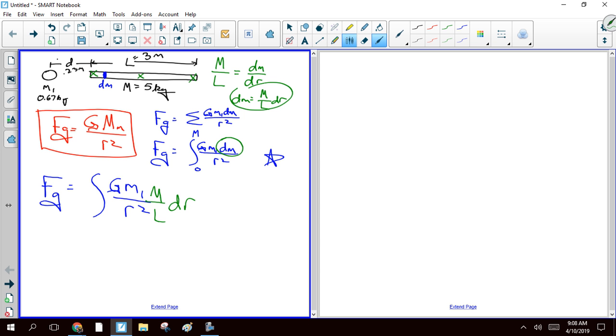All right, now what are my bounds of integration? Do I still go from 0 to m? I need to go from the distance where I first begin acquiring mass until the distance at which I've acquired all of the mass. So my lower bound is 0.23, and my upper bound is 3.23. Does that make sense? Because there's no mass in those first 23 centimeters. Follow? Any problems?